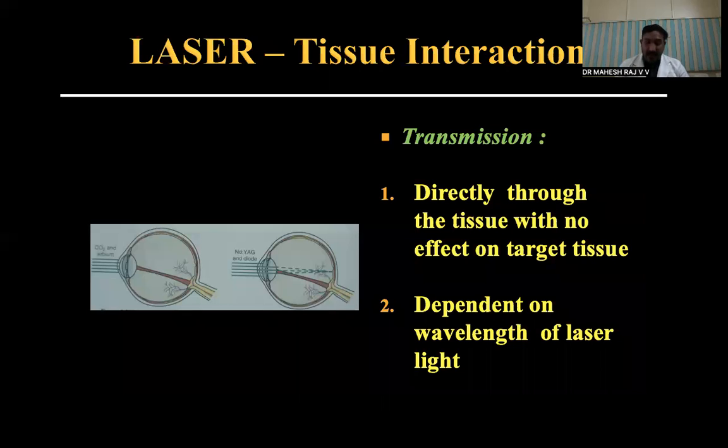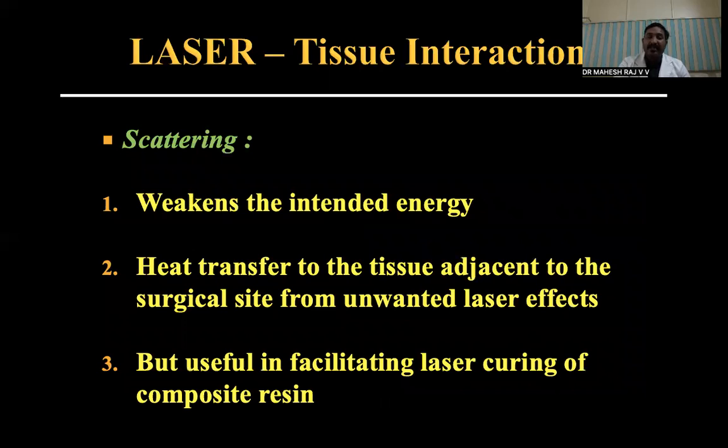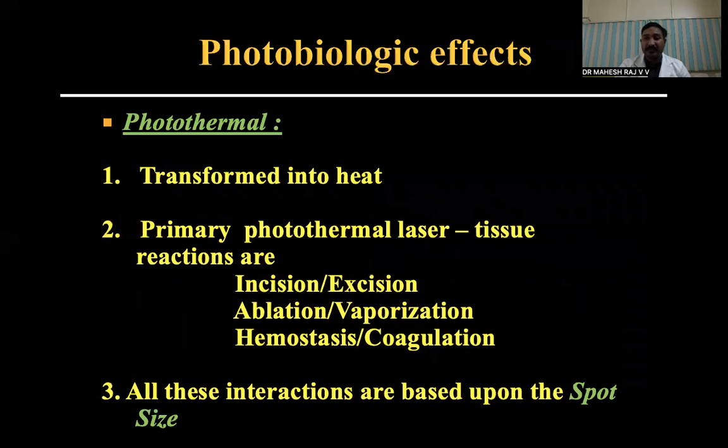Next is transmission. In transmission, the light passes directly through the tissue with no effect on the target tissues, and it is mainly dependent on the wavelength of the laser light. Next is scattering. It weakens the intended effect, and causes heat transfer to the tissue adjacent to the surgical site, an unwanted laser effect. But it is useful in facilitating the laser cutting of composite resin.